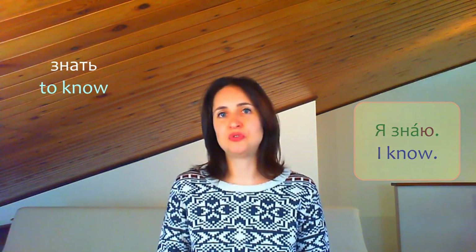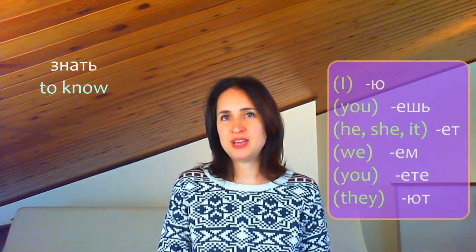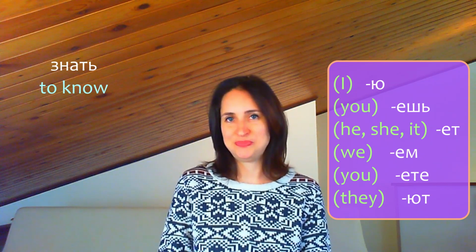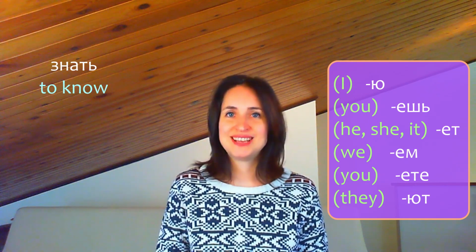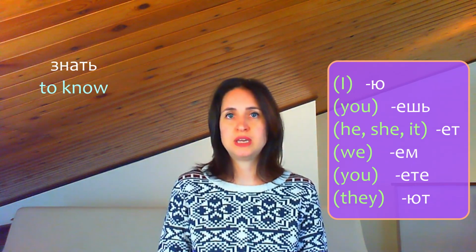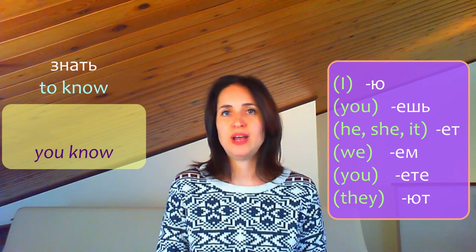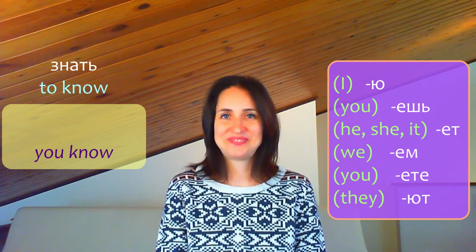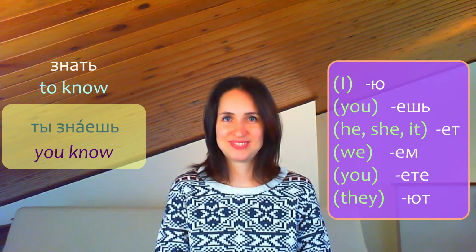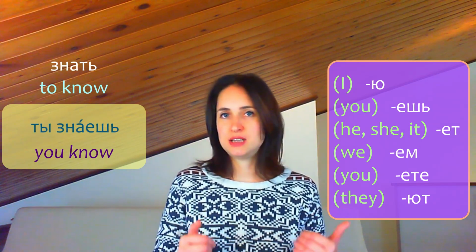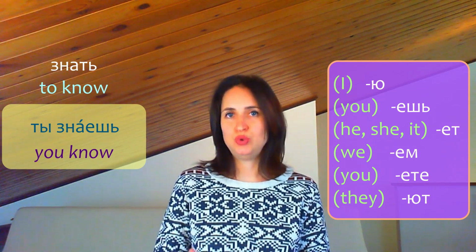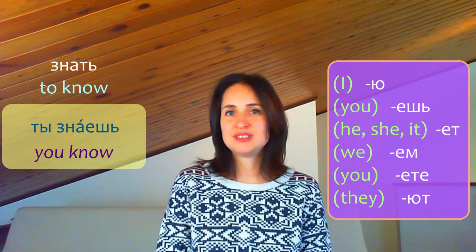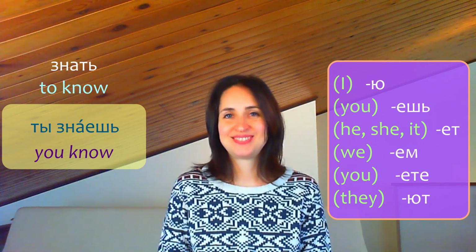Then we have other forms like you know, we know, etc. Let's see them. Here are the endings that we used for the verb to do. They are the same for our verb to know too. Use them to speak in Russian. Try to say you know, speaking to one person that you already know very well. The verb is знаешь, and the phrase is you know. Ты знаешь.